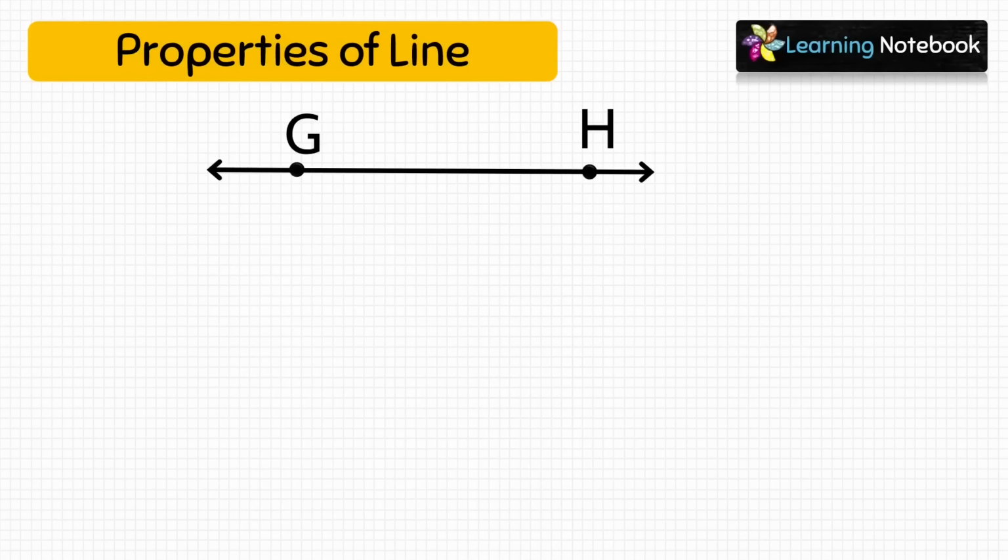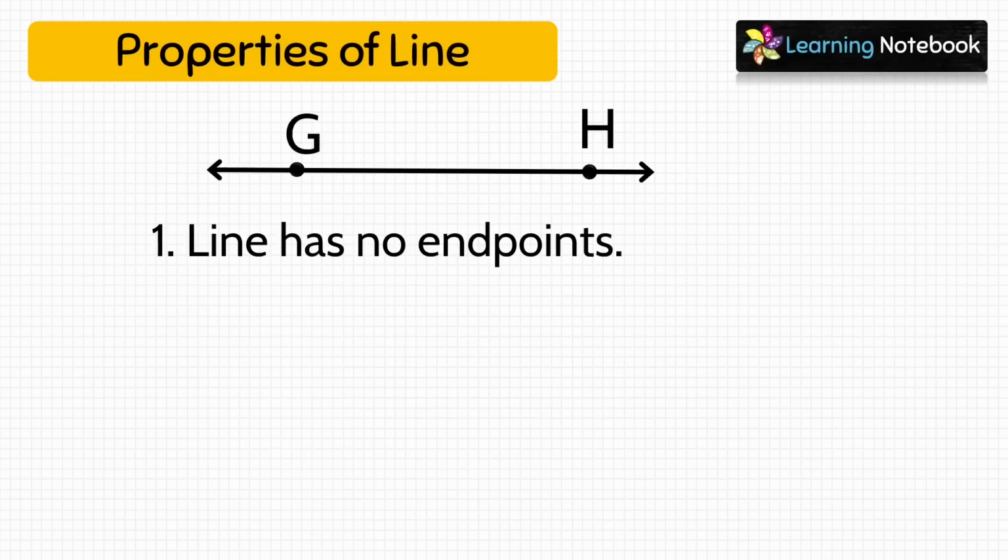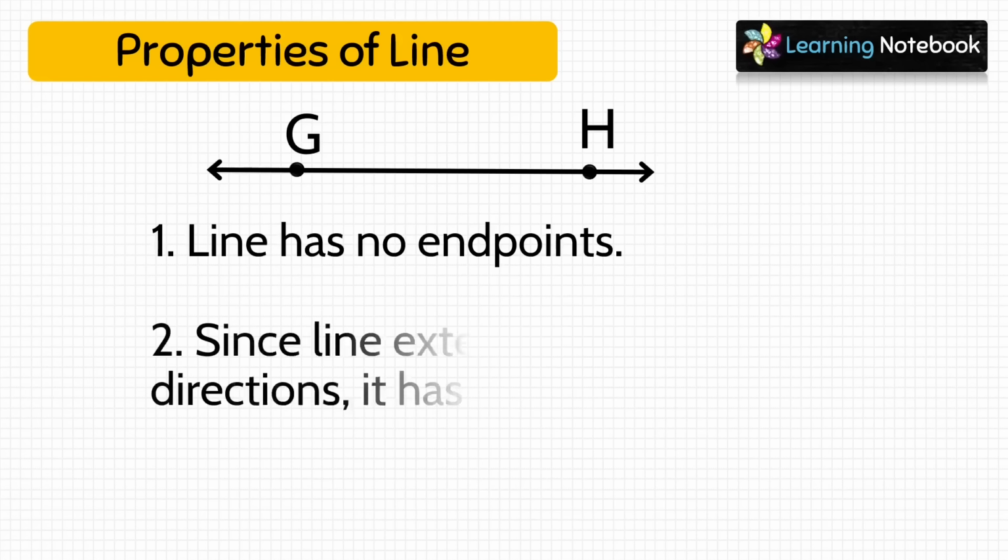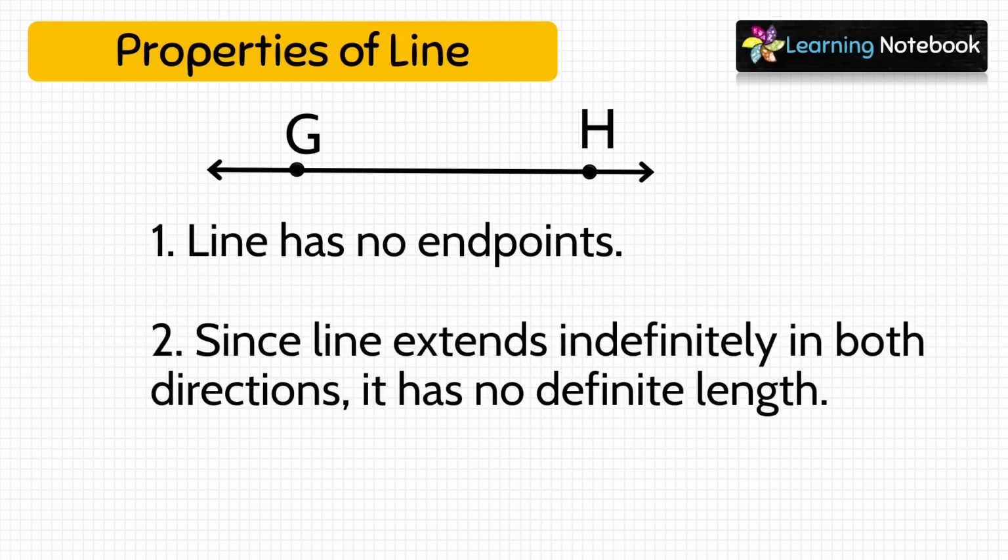So what properties have we learnt about line? Let's revise. First is, a line has no endpoints. Like here, in line GH, there are no endpoints. And second property is, since line extends indefinitely in both the directions, so line has no definite length.